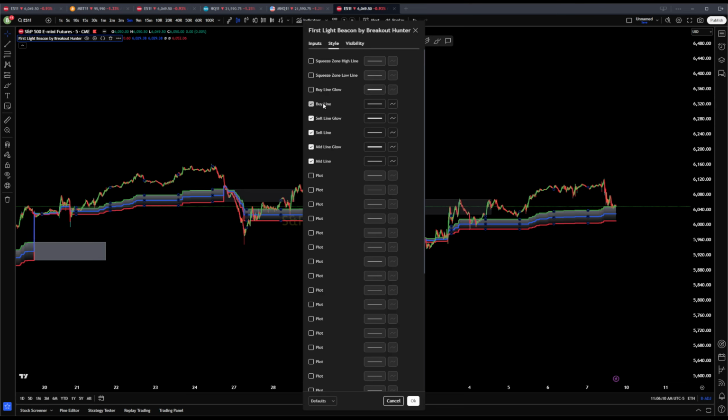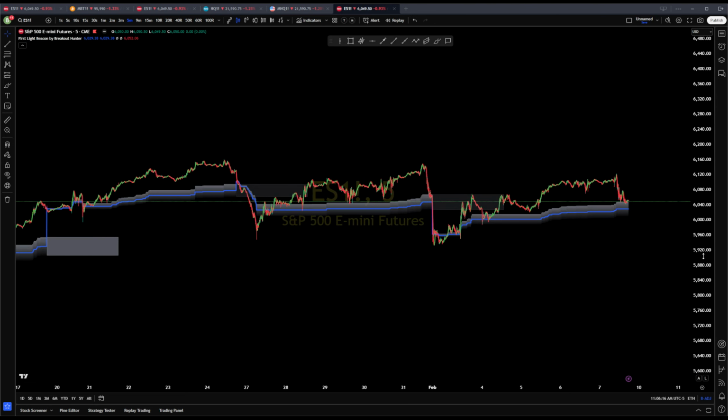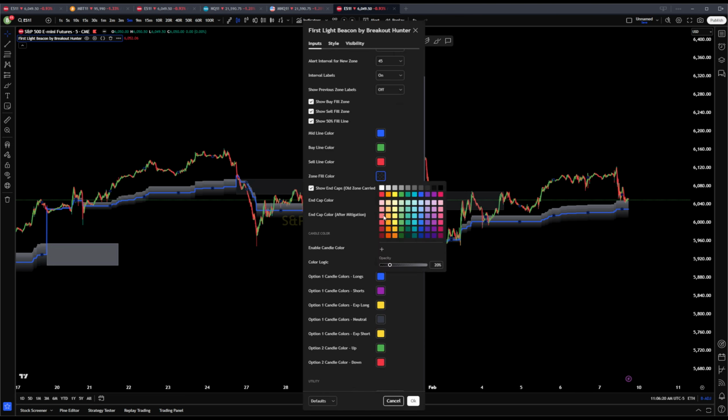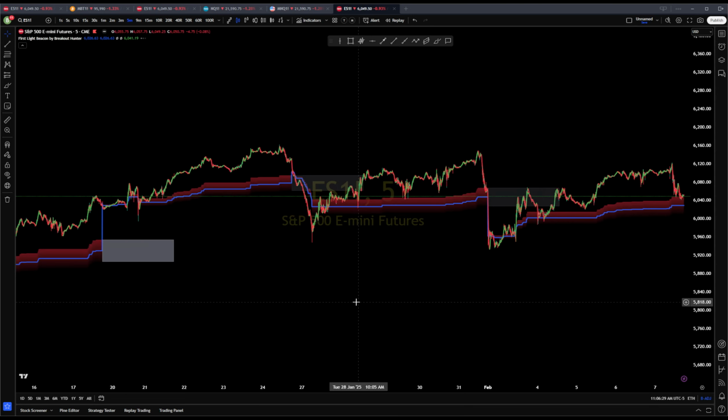Turn this off. Turn this off. I like to see the middle line, and that's it. Okay. And then I'm going to change the color of my zone to red. I like the red, the dark red. And then here's the end caps. You can turn them on and off. I wouldn't. Right there. That's that right there.